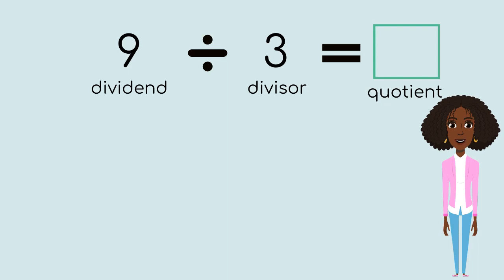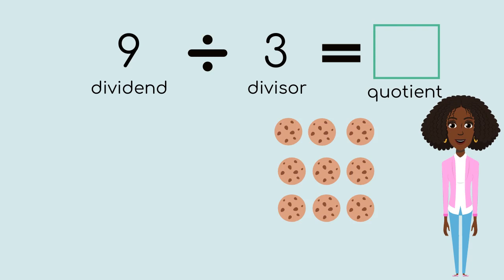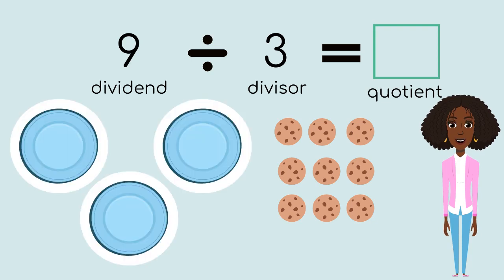Let's look at an example for solving this division problem to find the quotient. My first number is 9. This is my total amount, so let's say I have 9 cookies. When I see the division sign, I'm going to think of it as separated into, because divide means separate. My next number, which is my divisor, tells me how many groups I separate my first number into. The number is 3, so I will separate the number 9 into 3 groups. Each group should be equal.